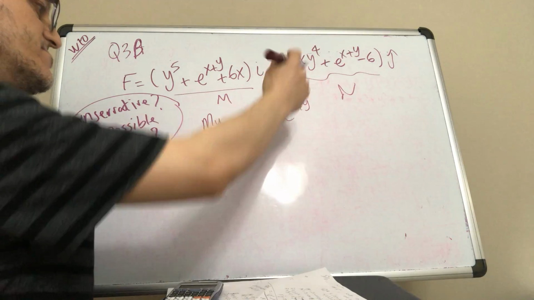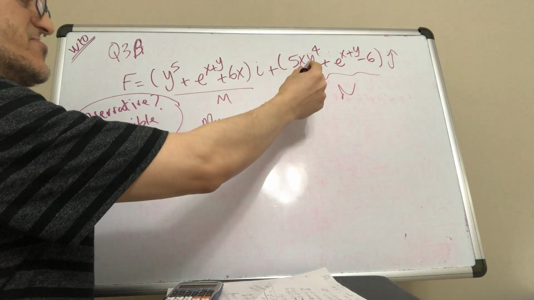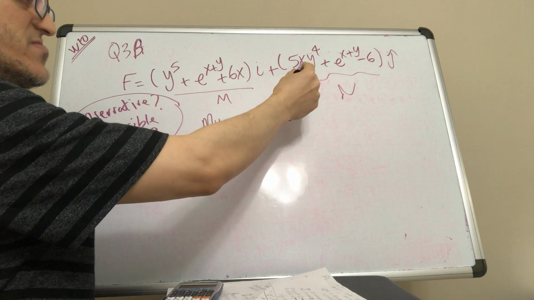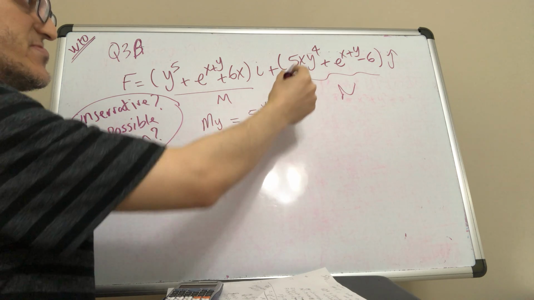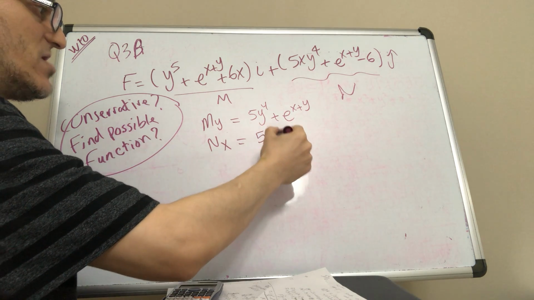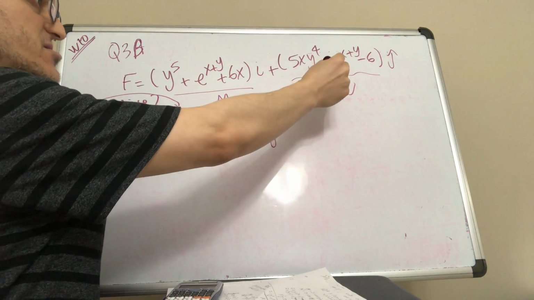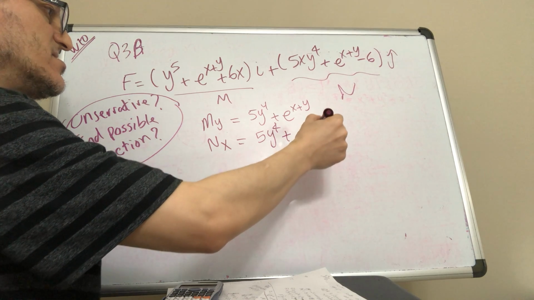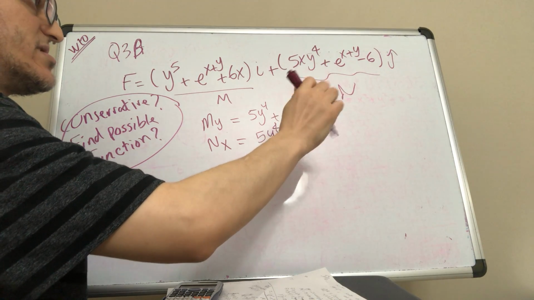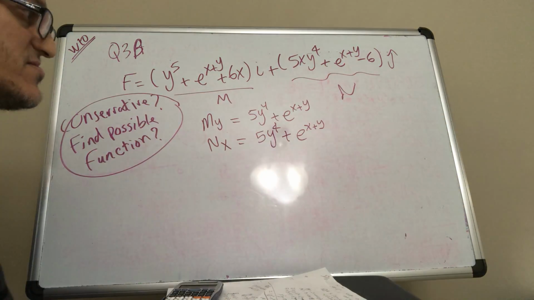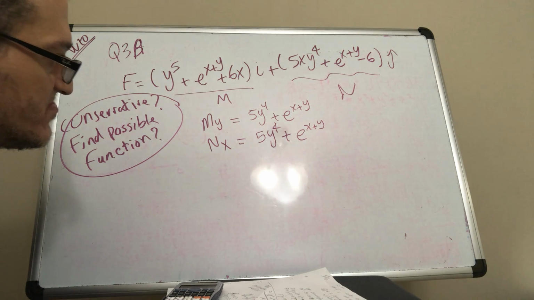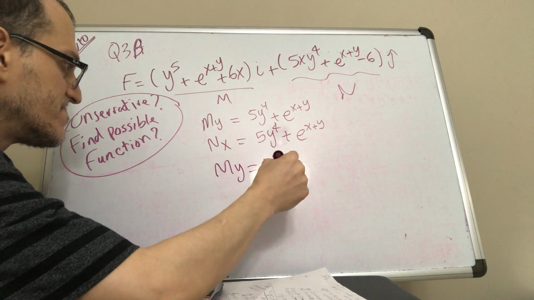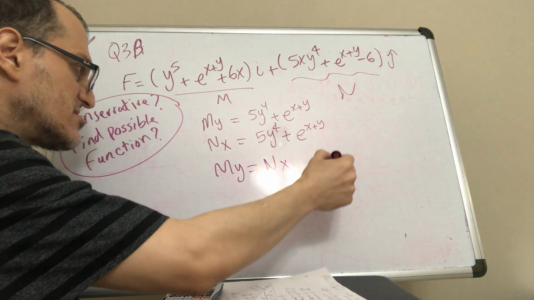We do this one. The derivative of this with respect to x, we have a constant in front of x, 5y to the power 4 in front of x, so the answer is 5y to the power 4. Derivative of this with respect to x would be itself times the derivative of the exponent 1, and the number has derivative 0. They're equal. Then yes, conservative.